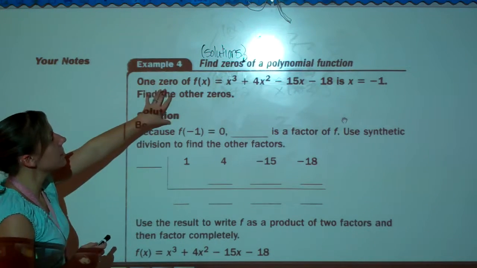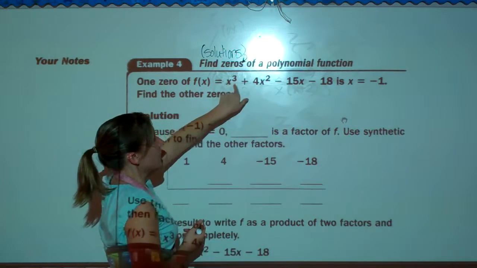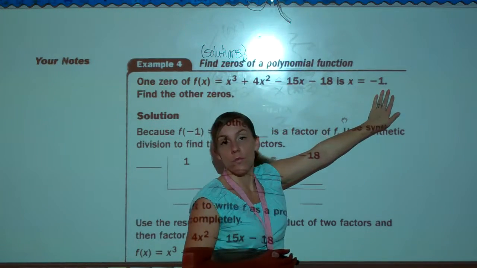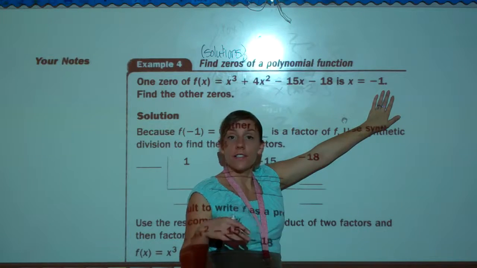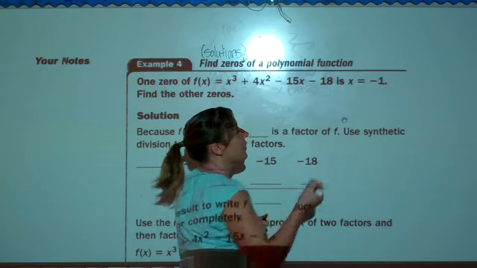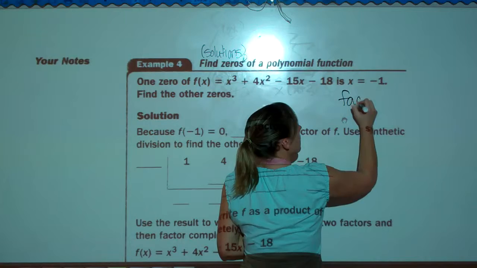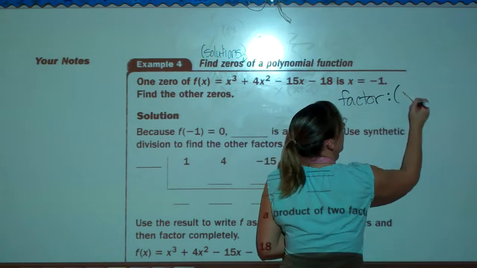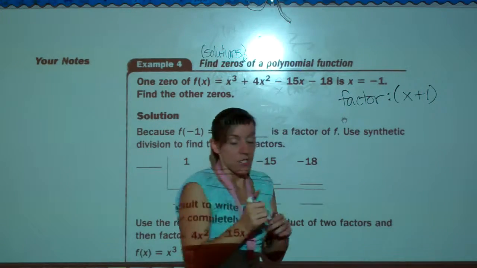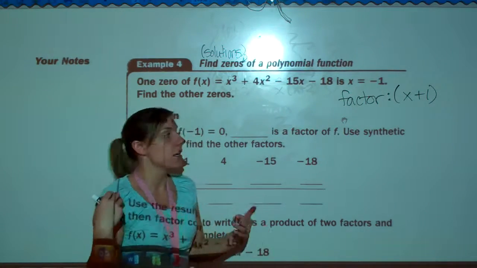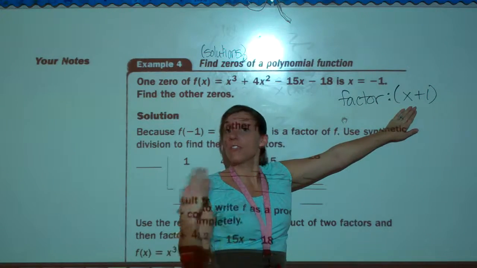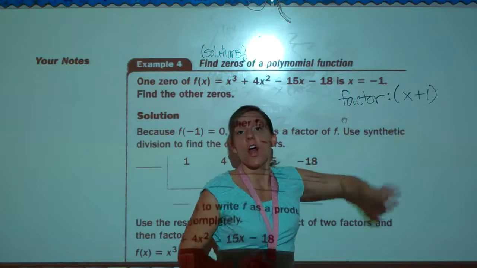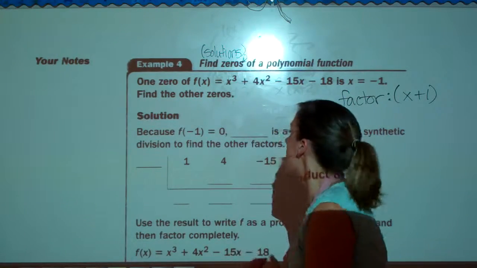So, a zero of f of x equals x cubed plus 4x squared minus 15x minus 18 is x equals negative 1, okay? So that means that it crosses at negative 1. That also means that the factor, remember on our videos, the factor is the opposite of that. So it's x plus 1. So if you want to use synthetic division and relate it to the factor, which is what we were doing on the other page, then remember the solutions and the factors are opposites as long as they're whole numbers.